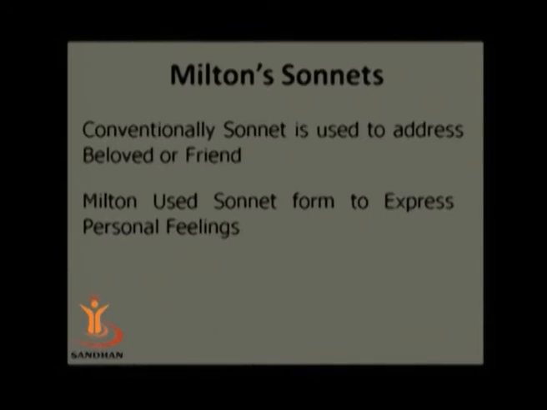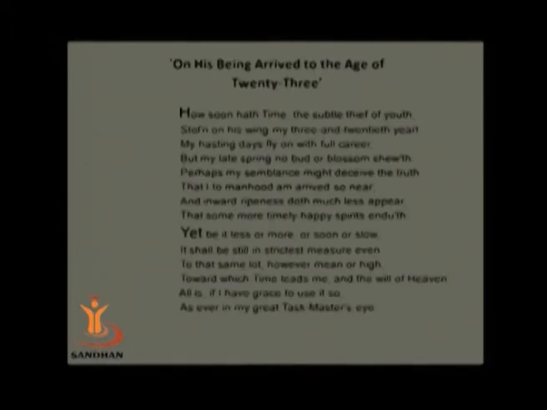Conventionally, the sonnet is used to express love or emotions, to address a beloved or a friend. Milton experimented with the form, and Milton used the sonnet to express personal feelings as well, just as the poem that we are going to discuss today tells us about the personal feelings of John Milton. You could even say that this is more of an autobiographical poem because it talks about the life of John Milton and what he thought when he reached this age of 23, where generally youngsters reach their manhood.